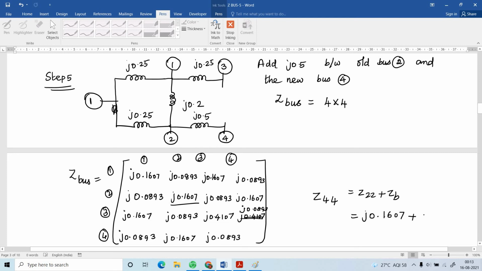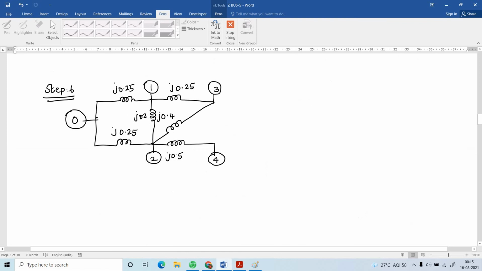0.1607. That is added with 0.5. So what is the answer? J0.6607. So this is the new Z bus obtained from step number 5. In step number 5, add J0.4 between old bus 2 and old bus 3. In this case, there is no new bus added.